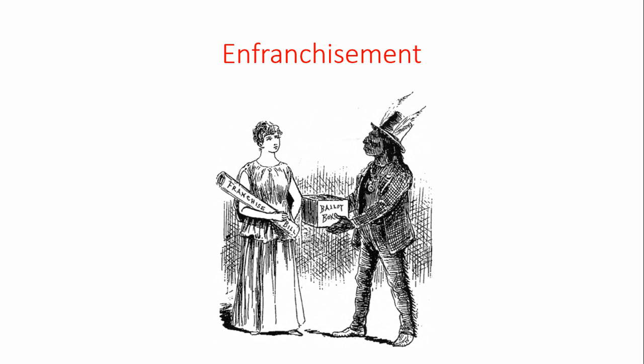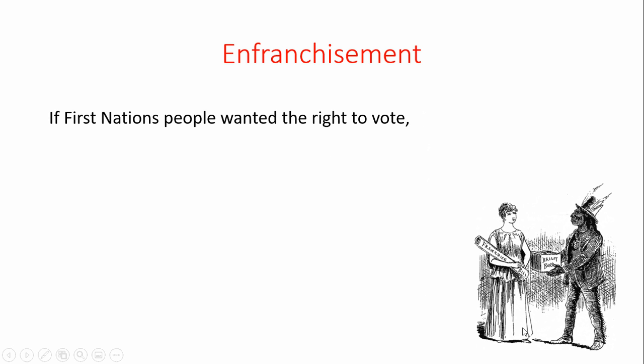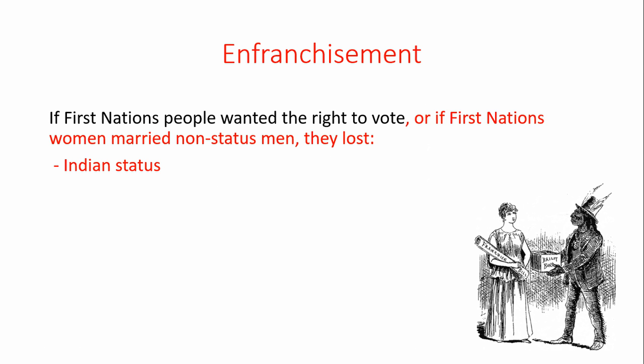Next, we have enfranchisement. Okay, so as you can see in this picture, enfranchisement has to do with voting. If you are given the right to vote, then you are enfranchised, right? If your right to vote is taken away, then you are disenfranchised. So here we have enfranchisement, which means if First Nations people wanted the right to vote, or if First Nations women married non-status men, so it means non-First Nations men, they would lose their Indian status.